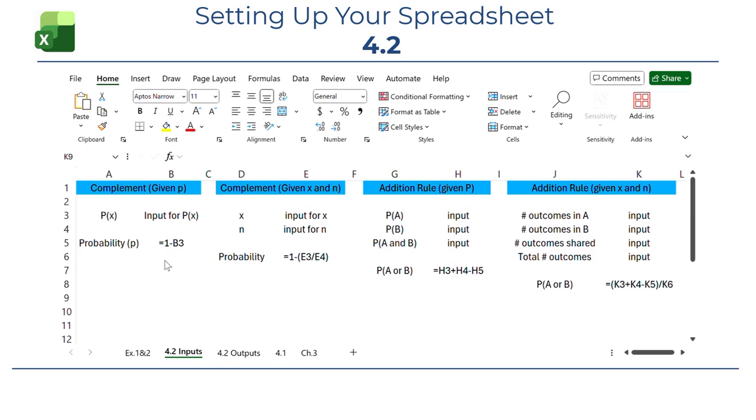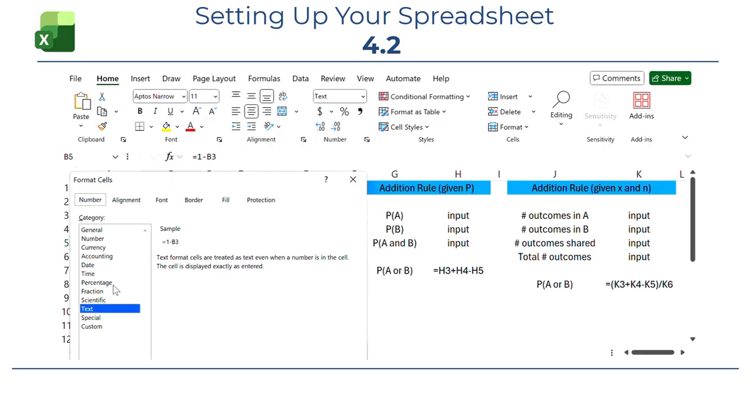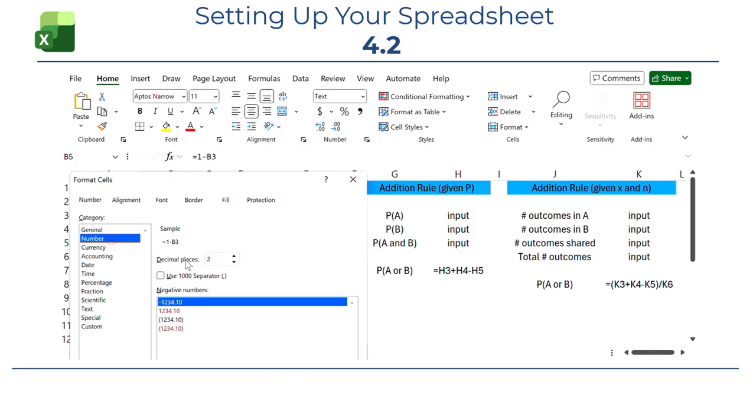Just as before, whenever I compute a probability, I always make the outcome 4 decimal places. So you can right click and go to Format Cells, and then go to Number, and then 4 decimal places. So that's how you do that for your own spreadsheet.